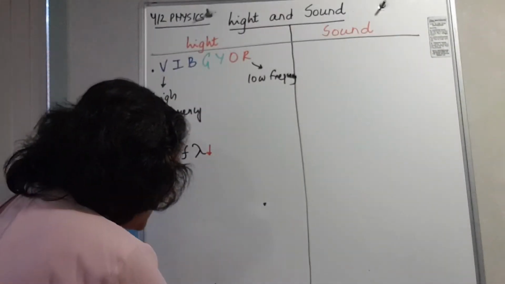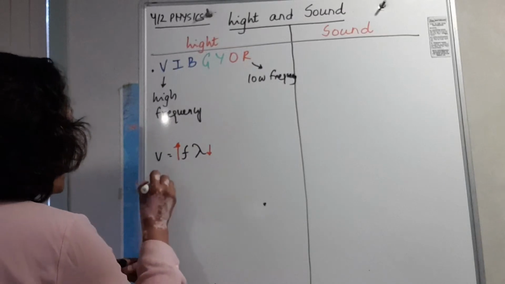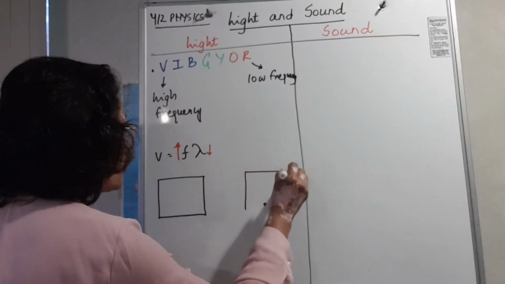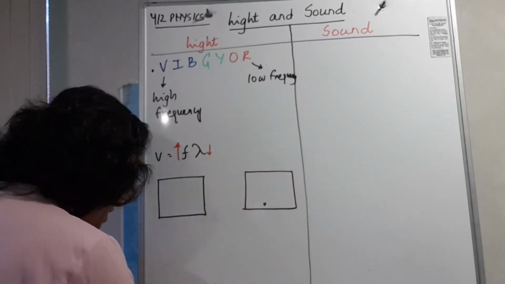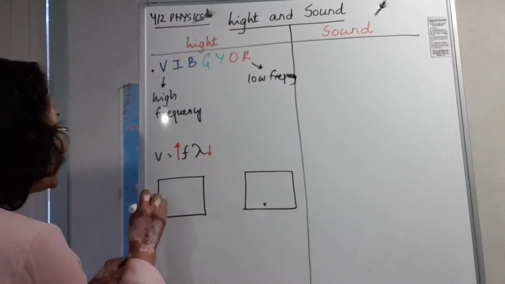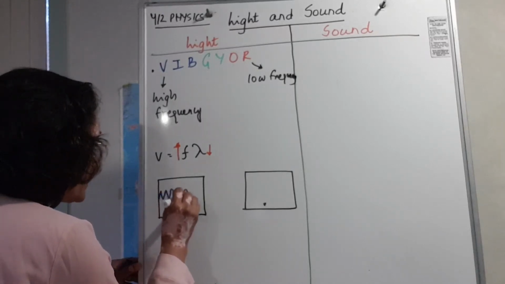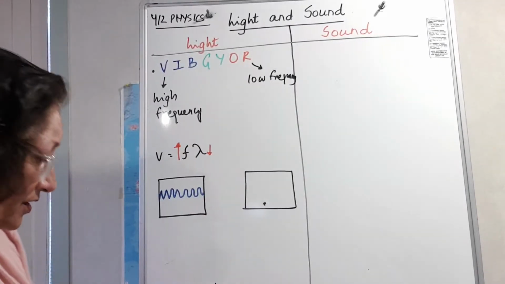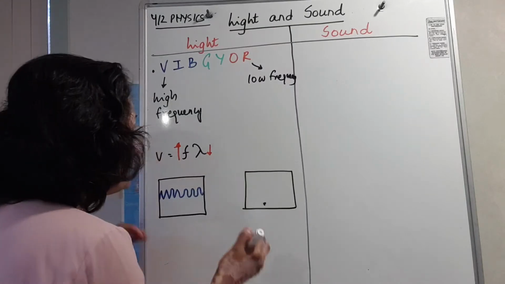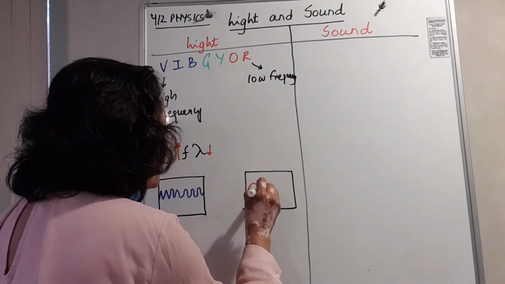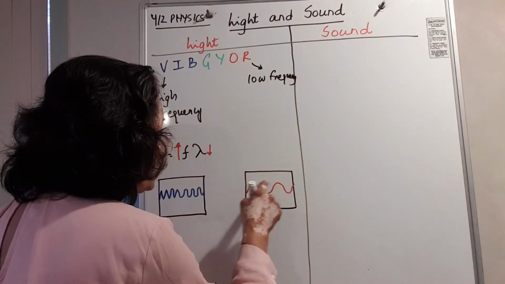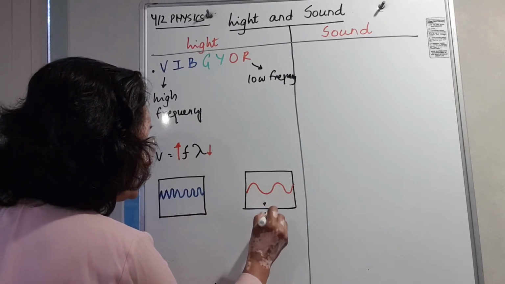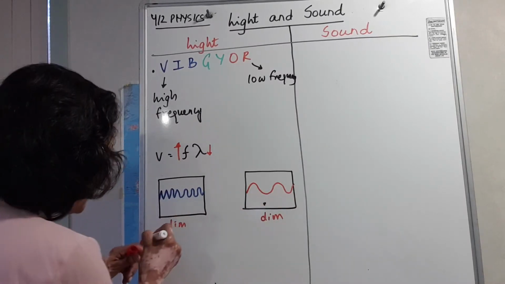So if I have a box over here, and blue is a high frequency whereas red is low frequency. For dim blue light, you've got more waves in the same space, but it's dim because the amplitude is small. For dim red light, it's low frequency, so the wavelength is longer, and it's also dim because the amplitude is small.